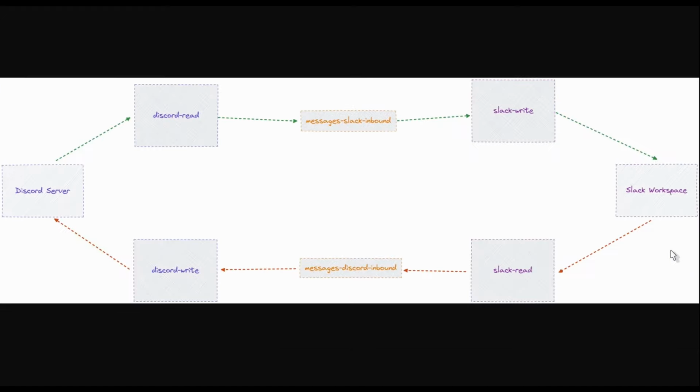The next element is the Slack write sequence that will read the messages from the topic and write them to our Slack channel. If you wanted to, we could easily create a two-way integration that would include two more sequences. One for reading messages from Slack and the other for sending them to Discord. But let's focus on implementing one-way integration for now.